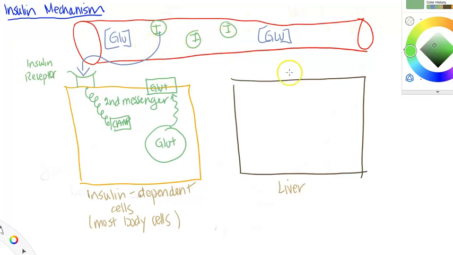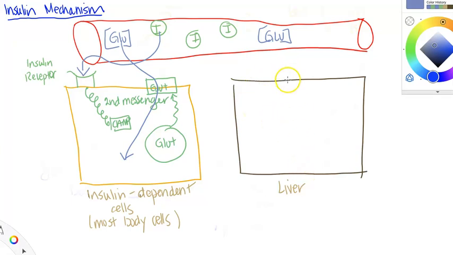When that happens, glucose can come into the cell. So that's an insulin-dependent cell. That's how these cells, the body cells, get glucose in there, is through insulin binding to that receptor and allowing that glut transporter to be added to the cell membrane, allowing glucose in.